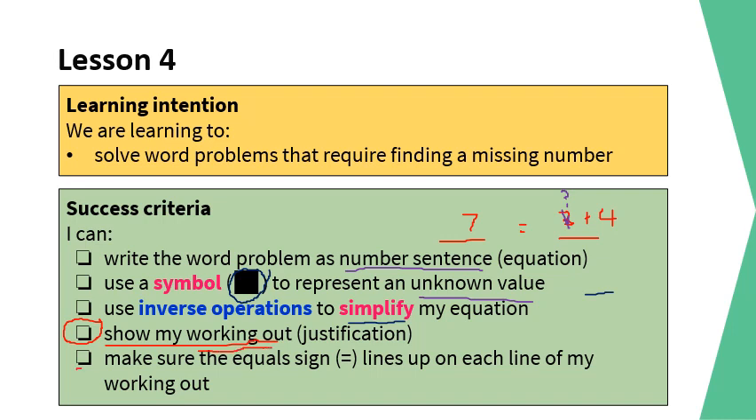And lastly, which I'll also go through, is making sure that on each line of your working out, the equal sign lines up. So you're going to have more than one line of working out. So you're going to have several lines of the equation as you work through it, and you want to make sure that the equal sign lines up. So I'll go through that in a moment.